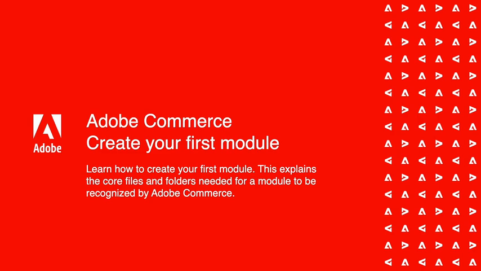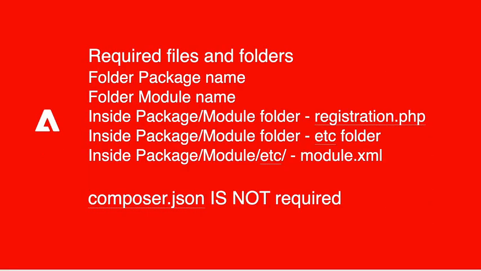This is Russell from Adobe. Let's create your first module. In this tutorial, we're going to explain the core files and folders needed for a module to be recognized by the Adobe Commerce application. The absolute minimum required files and folders are 3 folders, 1 PHP file, and 1 XML file.